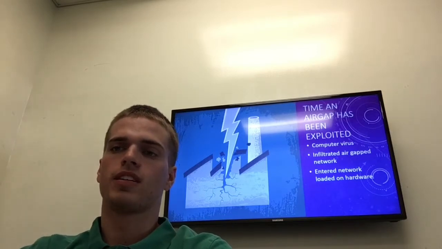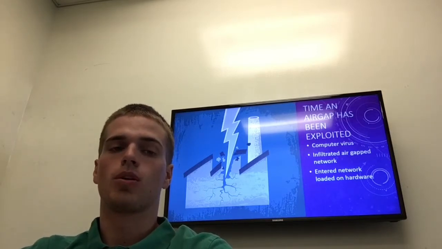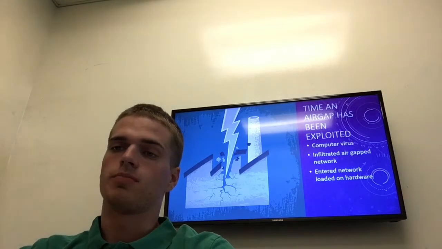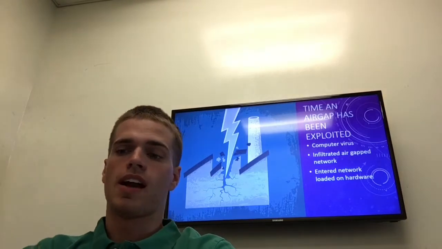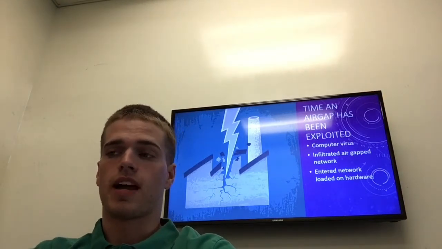And it actually went after the controllers for the motors on the refiners. So that was really a big way that people were able to infiltrate an air-gapped network, and it almost didn't matter that the network was air-gapped.